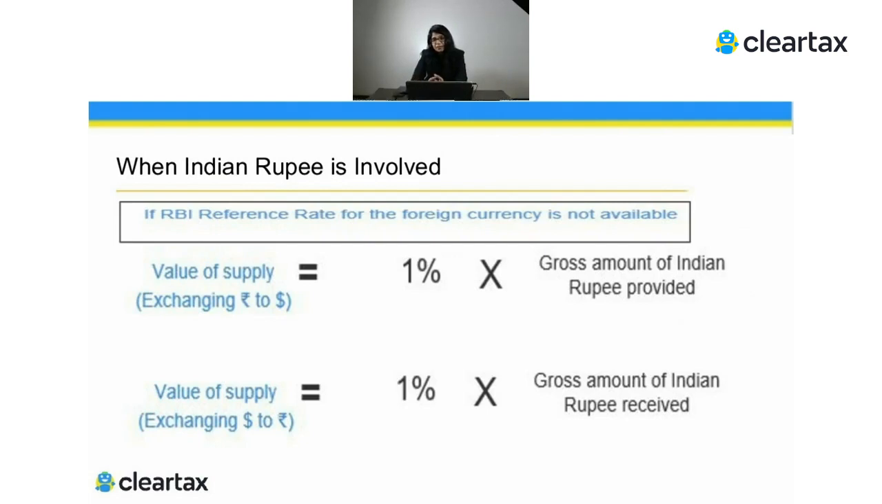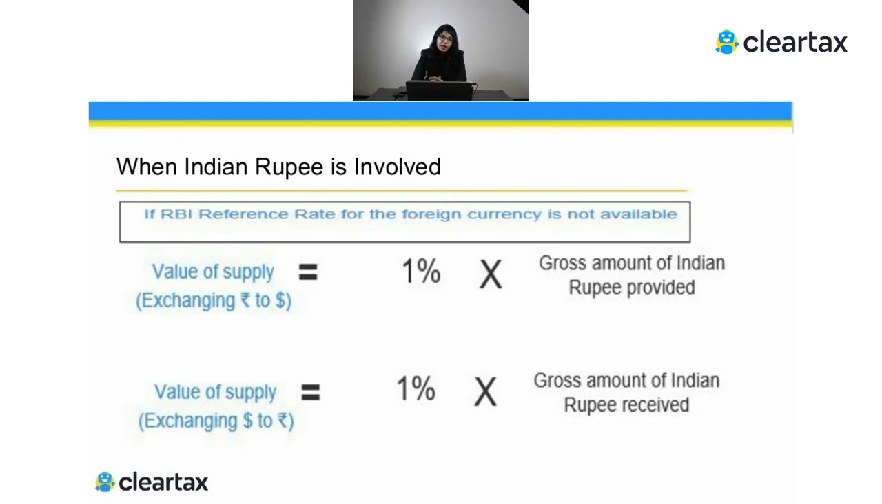Now a question comes up because I subtracted the RBI reference rate. If I have not been able to subtract the RBI reference rate, in this particular case the value of supply will be 1% of the gross amount of Indian rupees provided. It could be when I'm selling or when I'm buying. That will always be 1% of the gross amount of the Indian rupees provided.